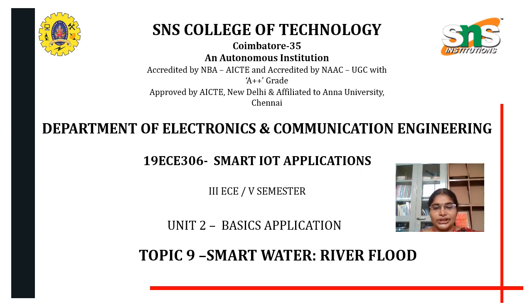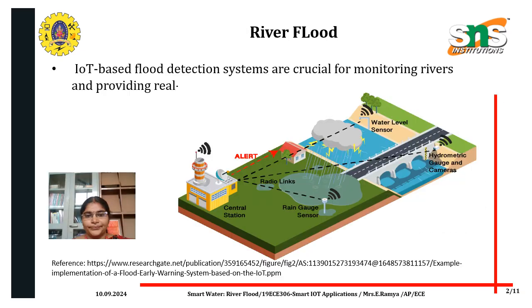Today we are going to discuss smart water in the river flood. Okay, so let's discuss. First, we have to understand what is meant by river flood. Here, IoT-based flood detection systems are crucial for monitoring rivers and providing real-time alerts. In this diagram we can see how IoT is used to alert about river floods. Okay, let's see.